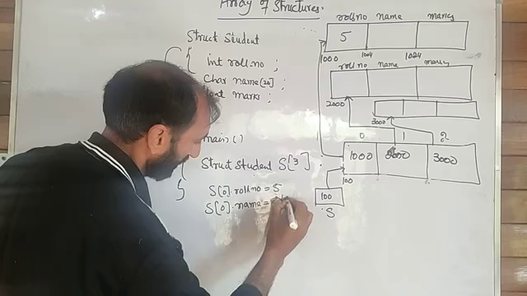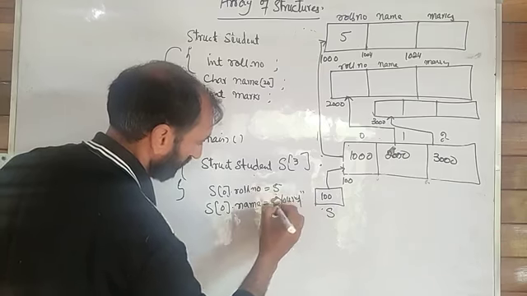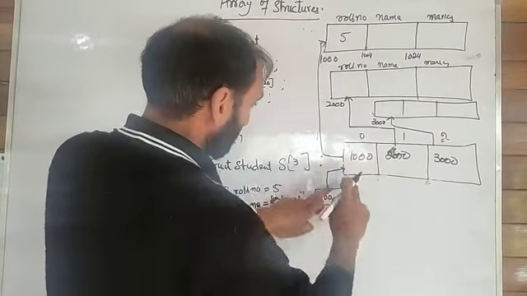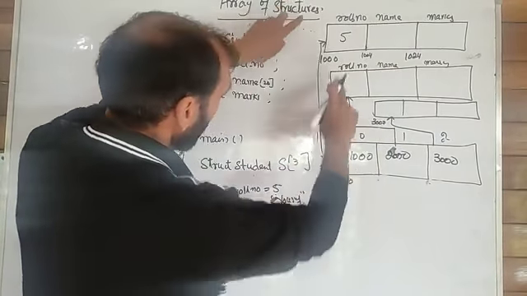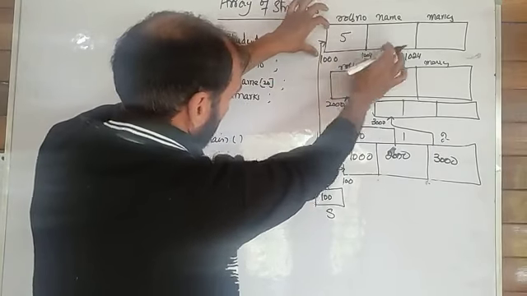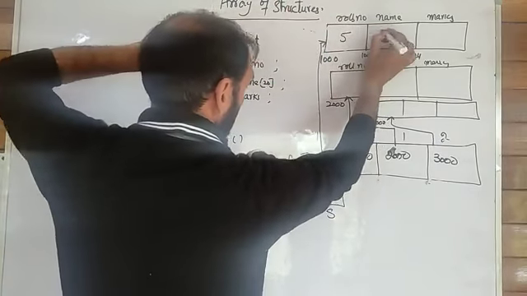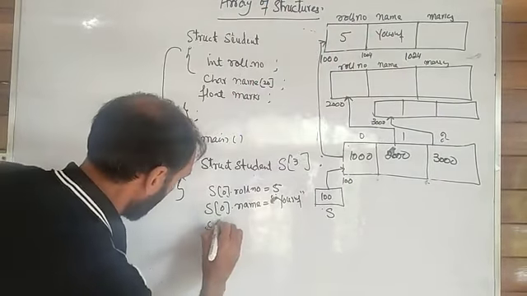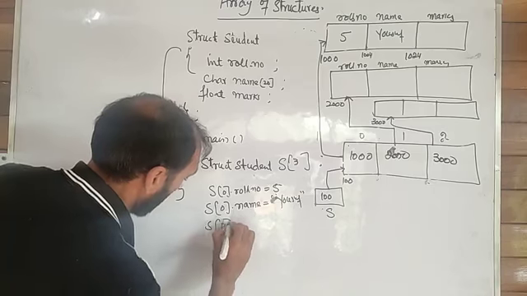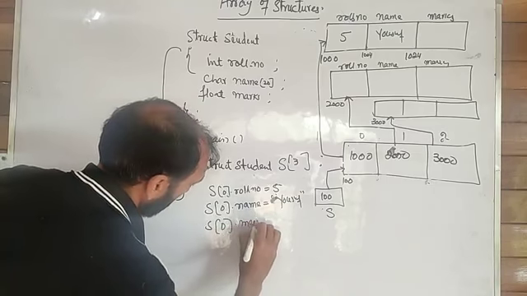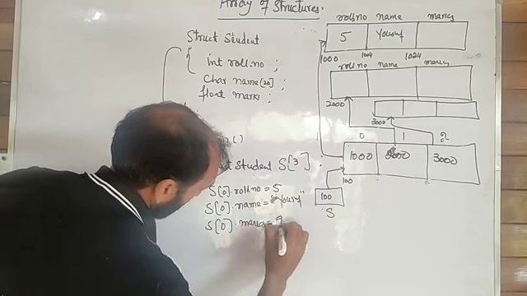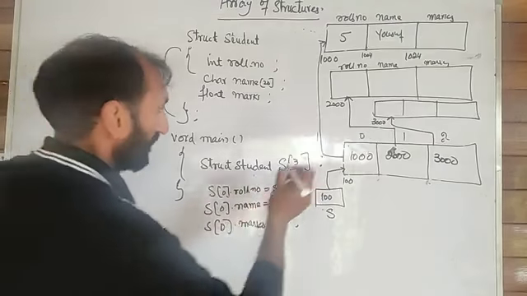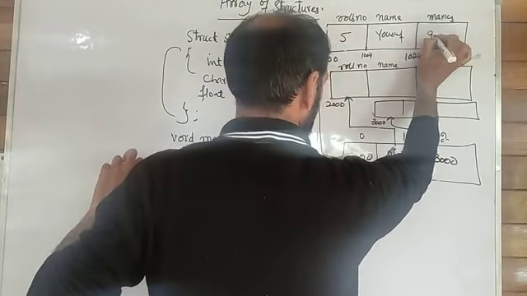In the same way, S of 0 dot name equal to Yousuf. S of 0 is pointing to this. Where is the name? Here, we will initialize it. And in the same way, S of 0 dot marks equal to 90. So S of 0 dot marks is 90.